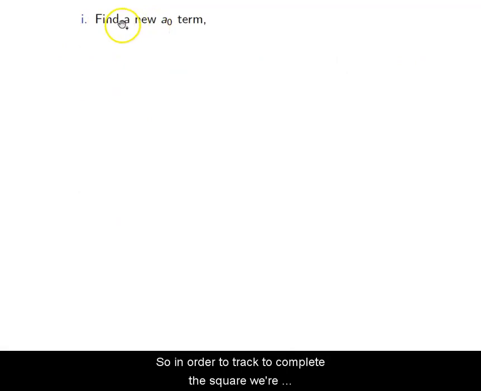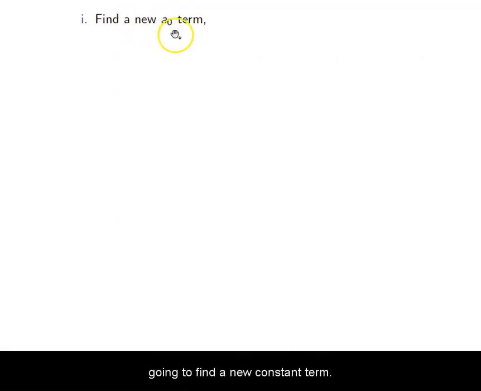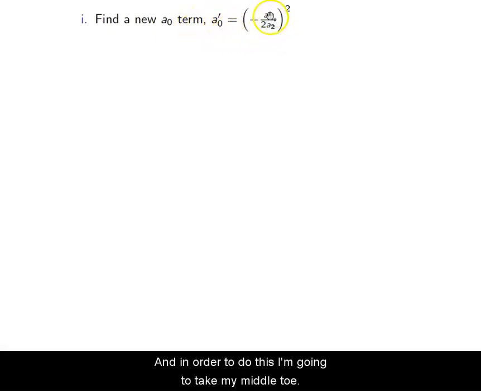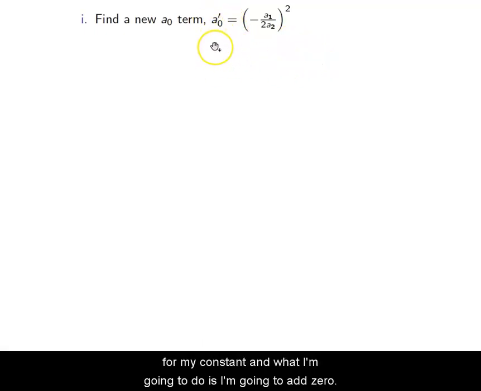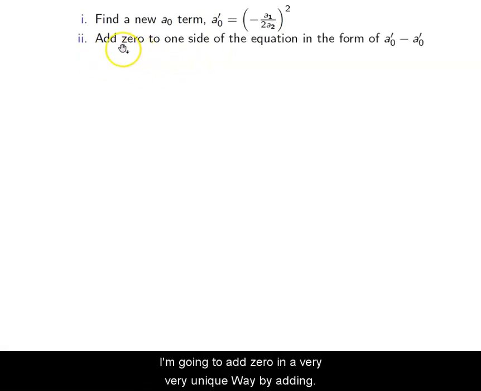So in order to complete the square, we're going to find a new constant term. I'm going to call it a0 prime. And in order to do this, I'm going to take my middle term, divide it by 2 times the leading coefficient, change the sign, and square it. That's going to be the new term that I'm going to have for my constant. And what I'm going to do is add 0. Okay, I'm going to add 0 in a very unique way by adding it and then subtracting it right away, right? So some number minus itself is 0. So I'm adding in a cool 0 so that I can play around with the numbers.